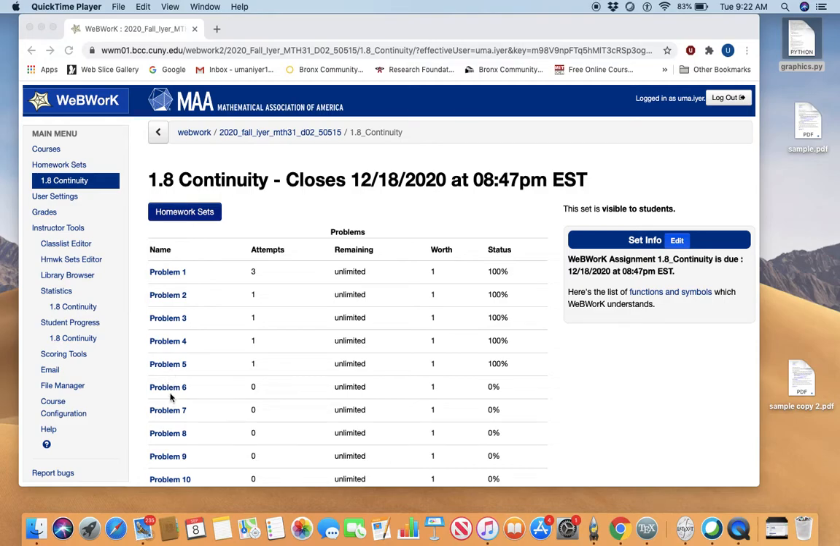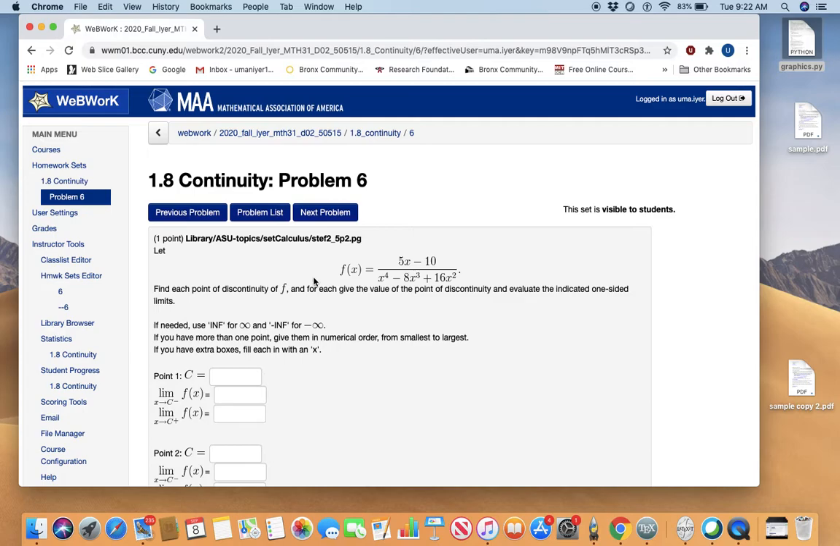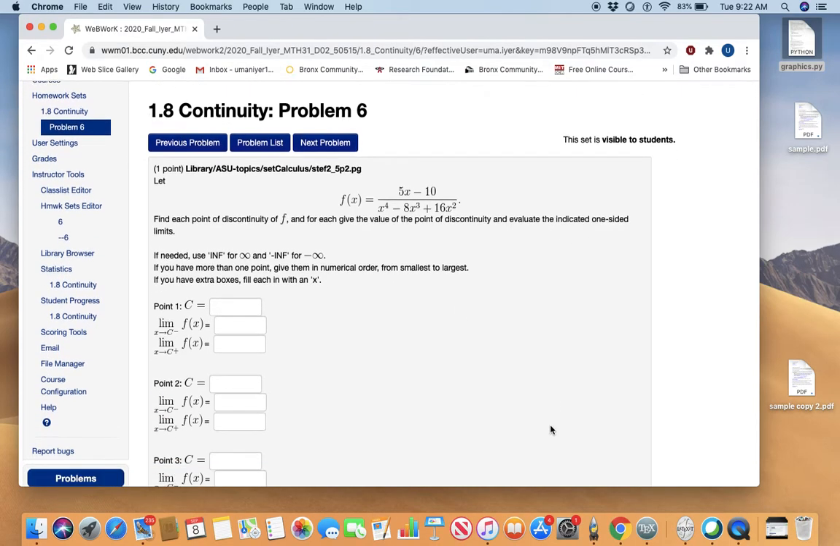Welcome back. So we are now going to work on problem 6. Let f(x) be this function. For each point of discontinuity of f, and for each, give the value of the point of discontinuity and evaluate the indicated one-sided limits.